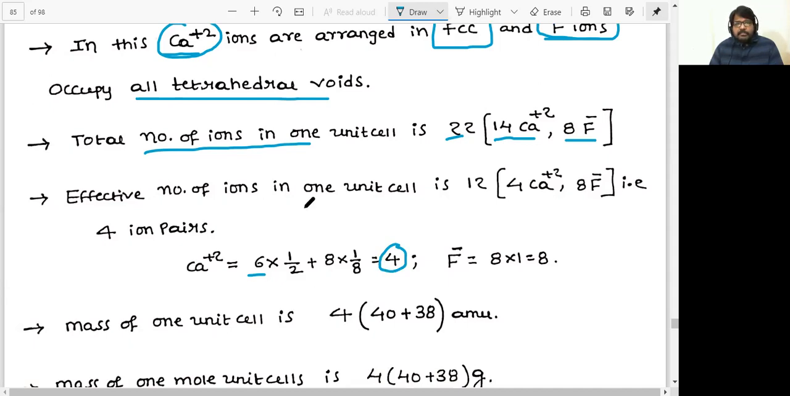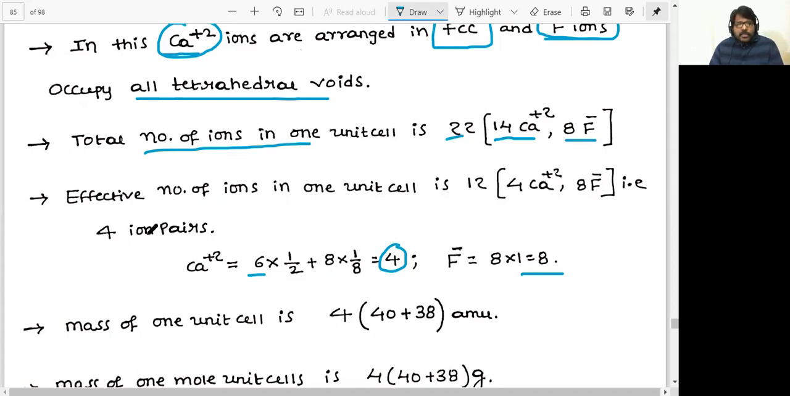4 ions effectively. And fluoride ions are in tetrahedral voids. So tetrahedral voids are completely inside. They are not shared by other unit cells. In fact, tetrahedral voids are present on body diagonals, and 2 tetrahedral voids on each body diagonal. So based on that, we can say there are 8 tetrahedral voids, and all tetrahedral voids are filled. And here totally there are 8 anions.